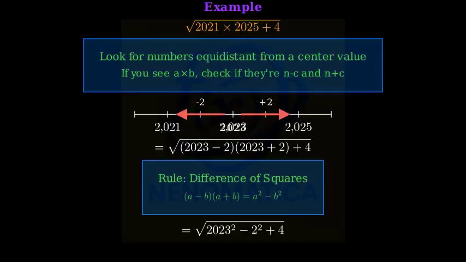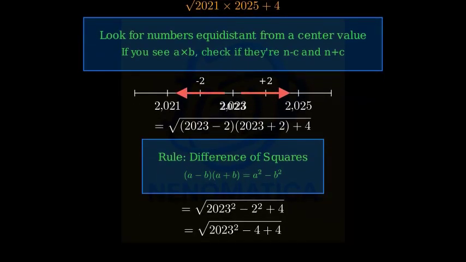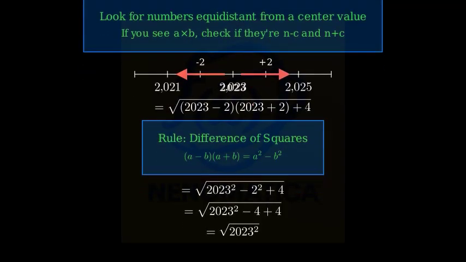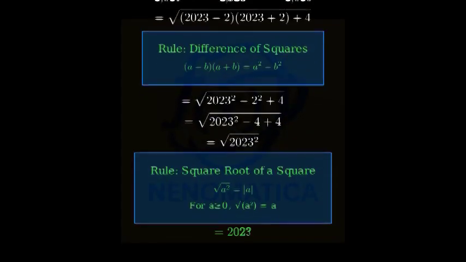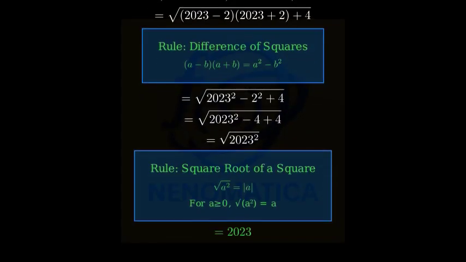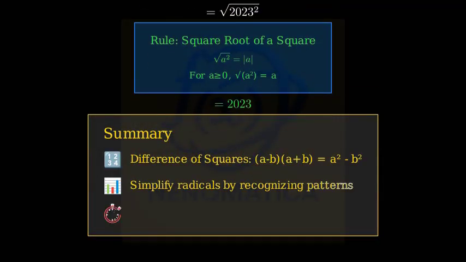Let's simplify further. 2 squared is 4, so we have the square root of 2023 squared minus 4 plus 4. The minus 4 and plus 4 cancel out, giving us the square root of 2023 squared. Finally, the square root of 2023 squared is simply 2023, since the square root and squaring operations cancel each other out. Let's summarize what we've learned today.